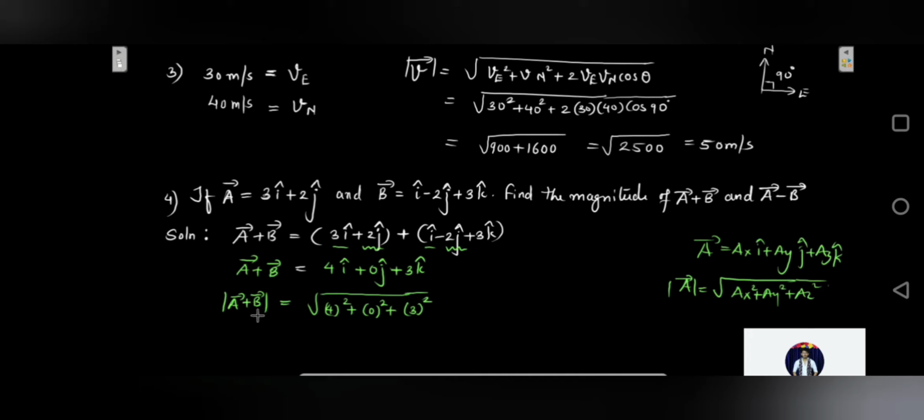Okay. So here also same thing. This can be treated as resultant, one vector. So this can be considered as rx, ry and rz. So rx square plus ry square plus rz square. This is how it will work.